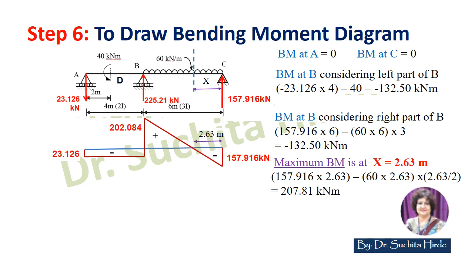For upward forces, don't consider clockwise or anti-clockwise while writing bending moment. Write upward forces as positive value and downward forces as negative, because upward forces always create sagging bending moment and downward forces always create hogging bending moment. So here we will write the equation from right side: RC into 2.63 minus load on portion X, which is 60 into 2.63, and it will act at 2.63 divided by 2 from the section. So you will get 207.81 kilonewton meter as maximum positive bending moment, which is at 2.63 meter from C.